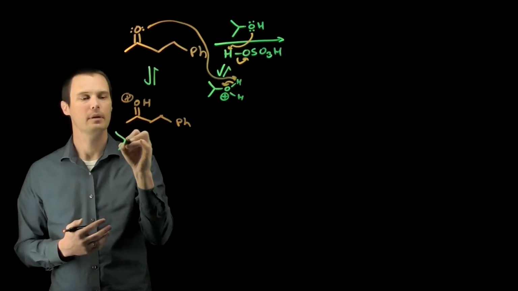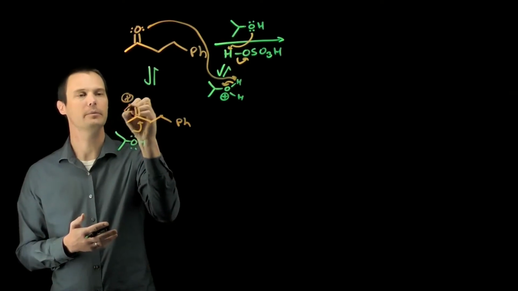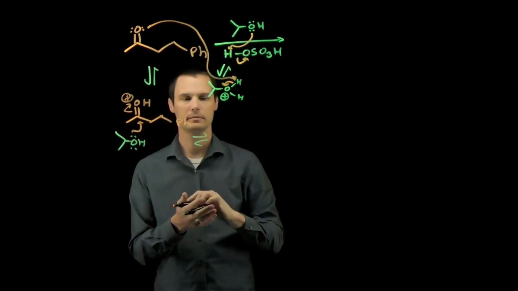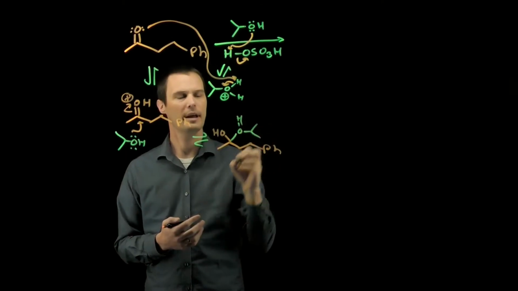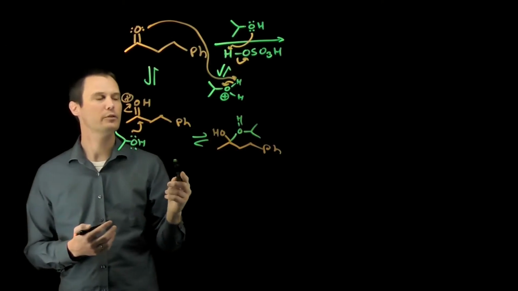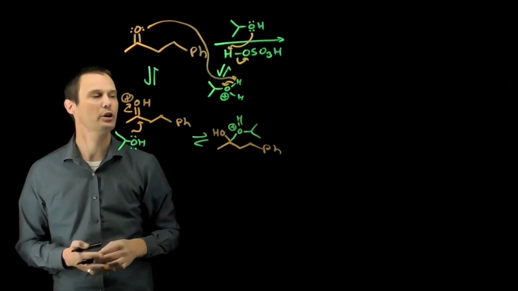isopropanol can attack. The isopropanol then will use a lone pair of electrons to attack the carbonyl. We don't have any arrows showing the loss of the hydrogen from isopropanol, so that oxygen will still have its hydrogen, which means that oxygen has a positive charge.